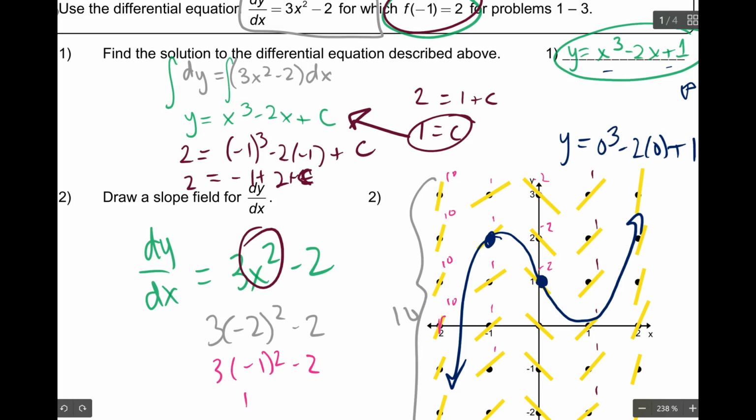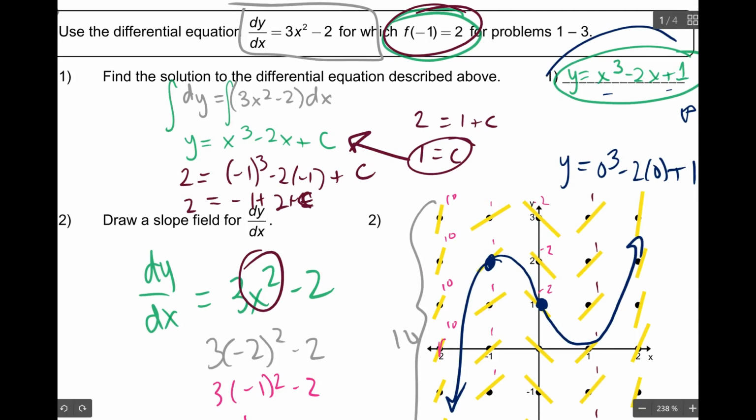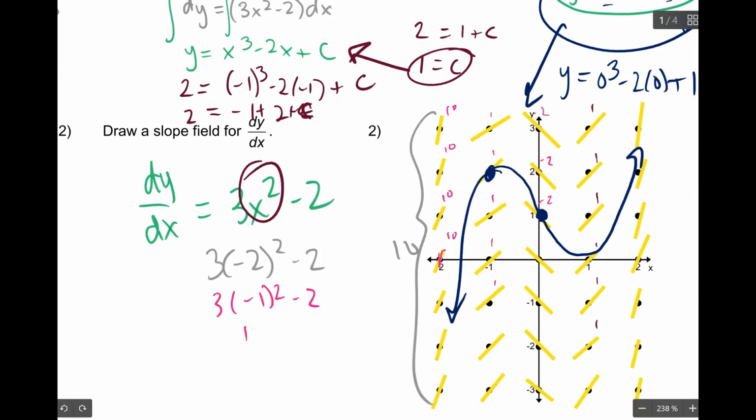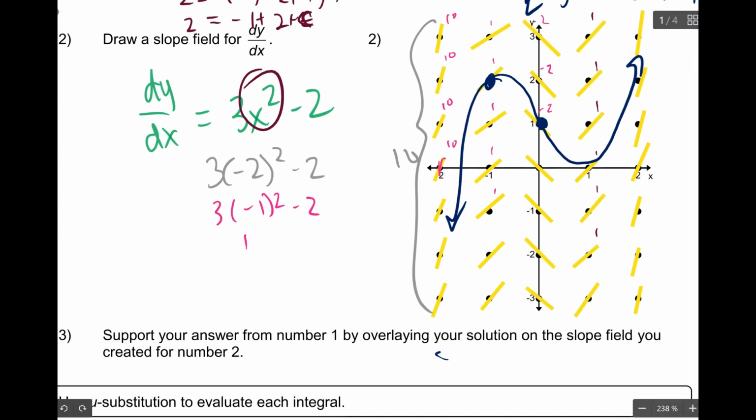Y equals 1 when x is 0. So what are we factoring into? What do you mean? I'm sorry, I'm putting this equation onto the field because it says I thought we overlay your solution, aka the original equation line graph. I thought it was saying plot the dy dx. Oh, well, so we did. Number 2 is the slope field. Number 3 says, like, draw the line.